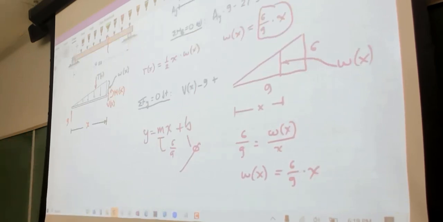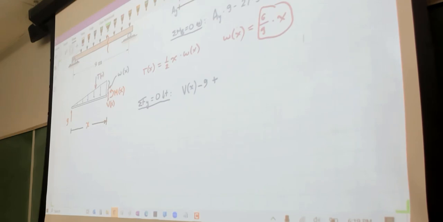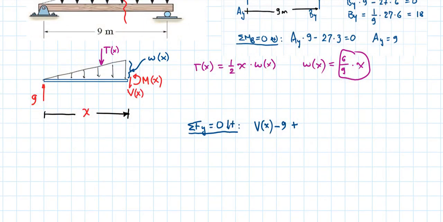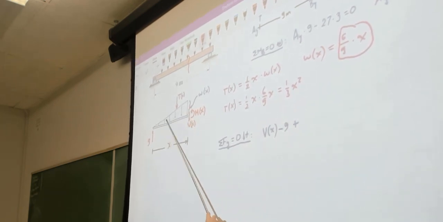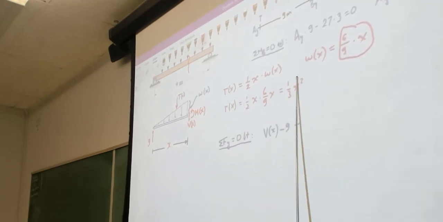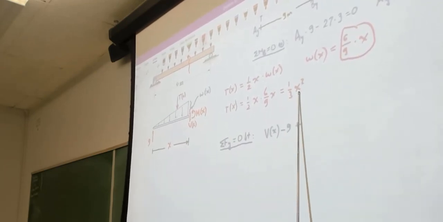All right, I'm going to erase now. Okay, continue our equation. So my t, t of x, is equal to 1/2 of x times w of x, which is 6/9 x. So this is equal to 3/9 is 1/3, right? This is 1/3 x squared. Agree, everybody? This is the area of this triangle. The area of this triangle is 1/3 of x squared.